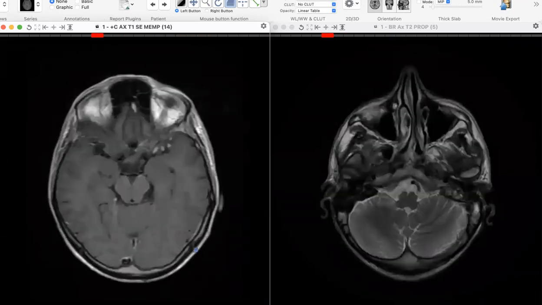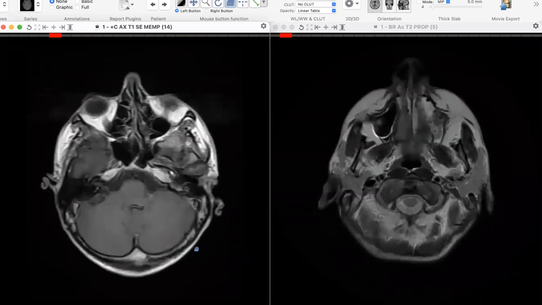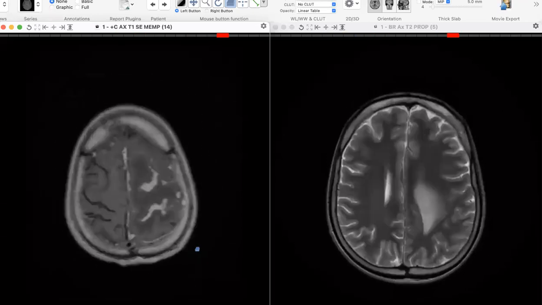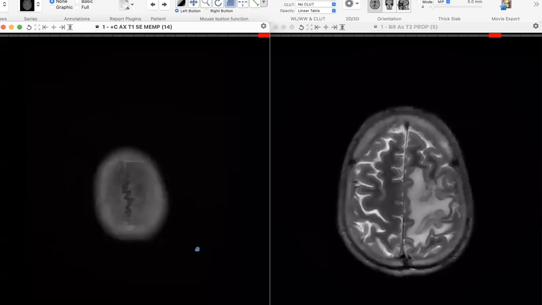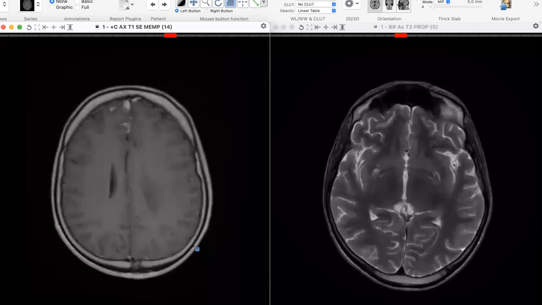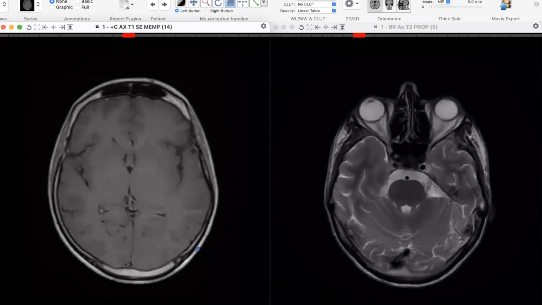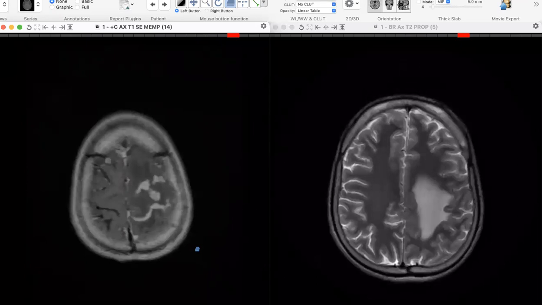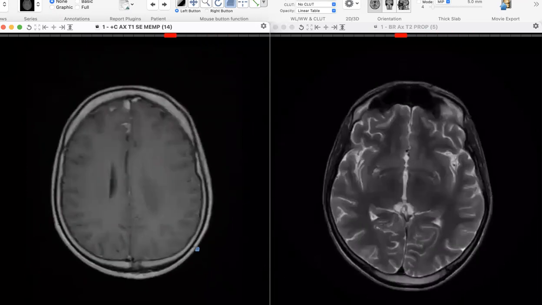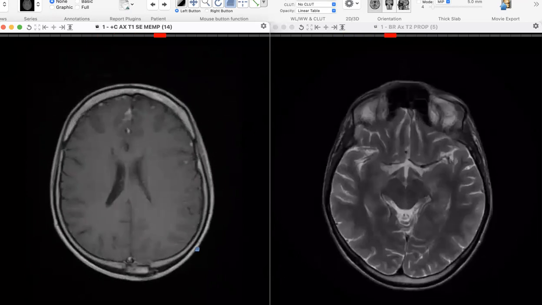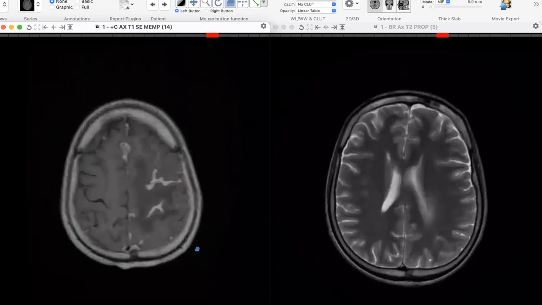This is T1 post contrast. There is nodular leptomeningeal enhancement involving almost bilateral regions, but mainly the left frontoparietal and right frontal region. In this situation, I am worried about metastasis if the patient has a known primary.